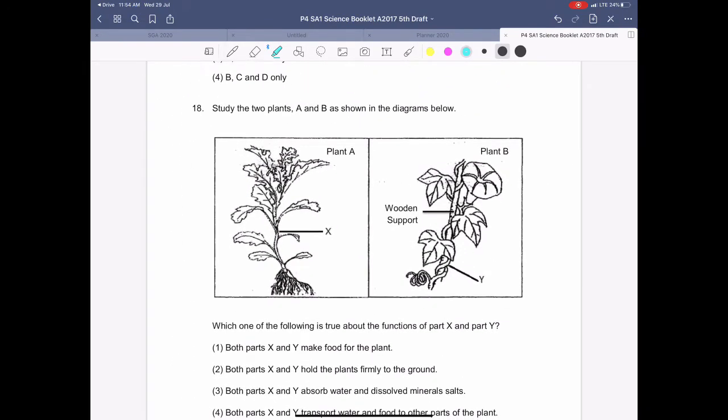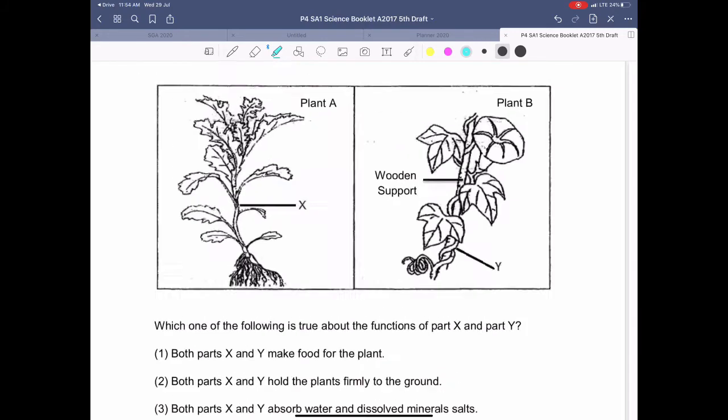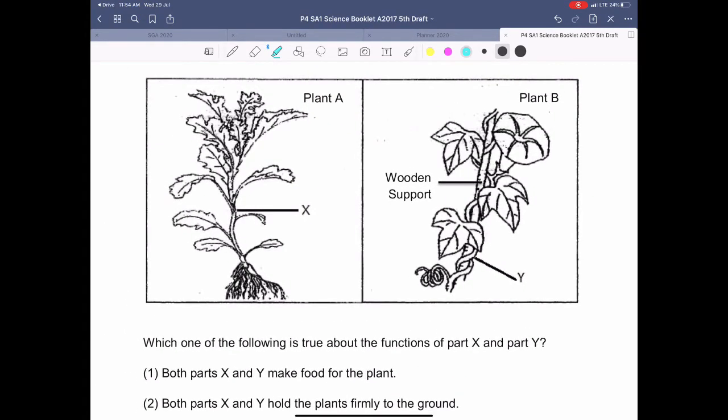Study the 2 plants A and B as shown in the diagram. Which of the following is true about the functions of part X and part Y? So you take a look at it. First identify what X and Y actually are. X is actually your stem, and Y will also be your stem. They are both your stem.